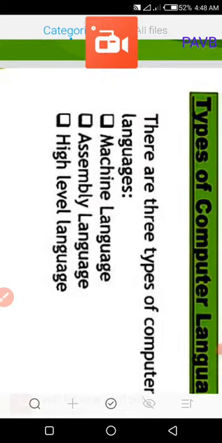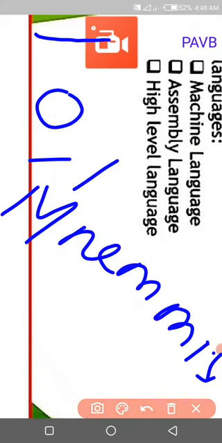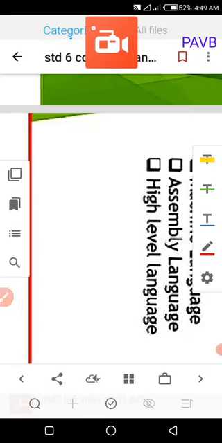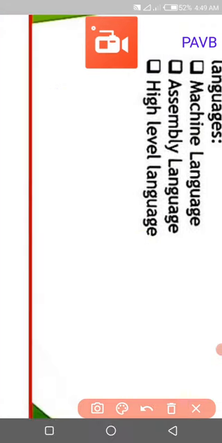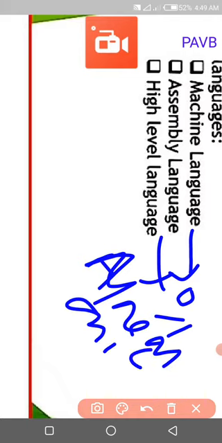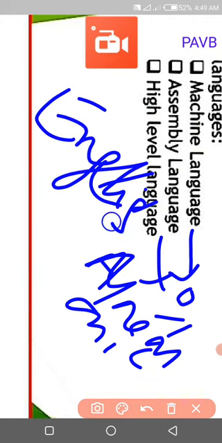There are three types of computer language: machine language, assembly language and high level language. Machine language is in zeros and ones. Assembly language is in mnemonics code. High level language is in ordinary English statements. We will discuss this later in depth.